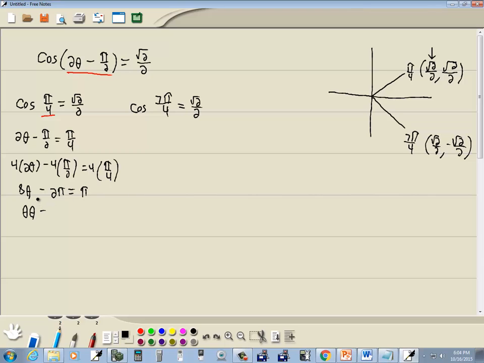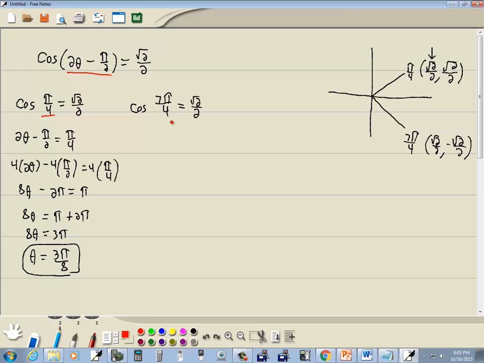So we got, try it again, 8 theta is equal to, and I'll take negative 2 pi over, it becomes a positive 2 pi. So we got 8 theta is equal to 3 pi, and then divide both sides by 8, and we get theta is equal to 3 pi over 8. Well, we're going to do the same thing with this other one.